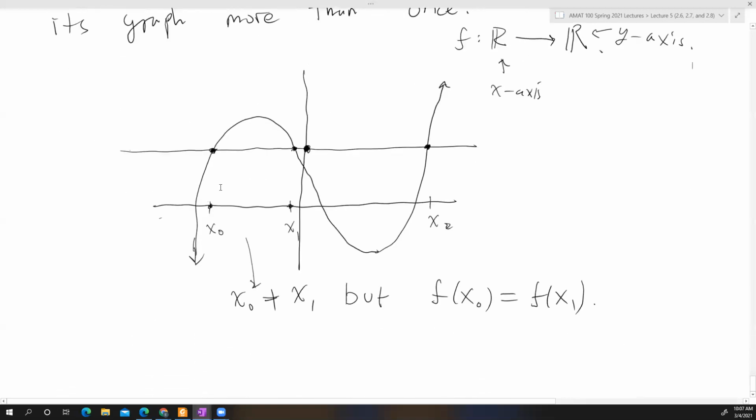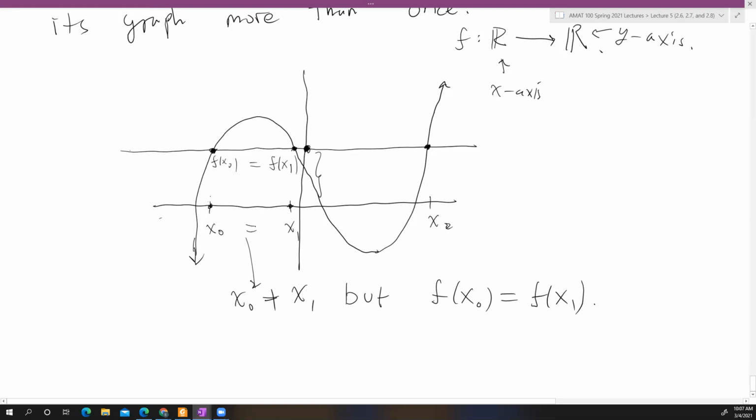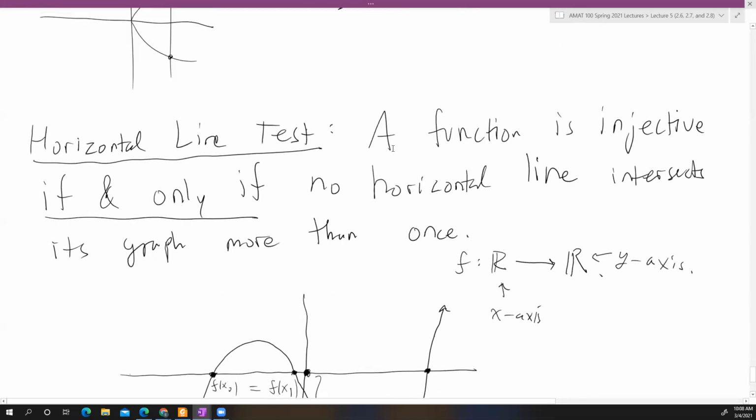And we did that already. We found x0 and x1. This height right here is f of x0, and this is also f of x1, but they're at the same height, so they're equal. So these points are not equal, but their outputs are the same, so therefore it's not injective. Hopefully this illustrates why this horizontal line test is equivalent to injectivity.